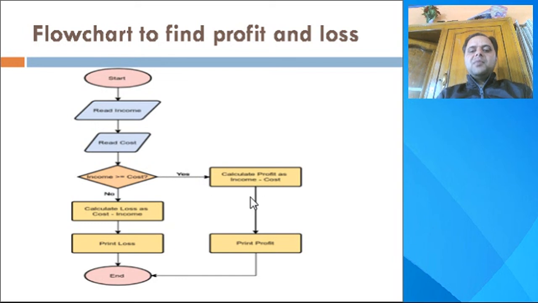And if it is more, then we have some profit, we will print that profit, either zero or more, and end. And if the selling price is less than the cost price, then cost price minus selling price, cost minus income, then we have a loss, and we will print that loss at the end. This is how we can draw a flowchart for profit and loss.